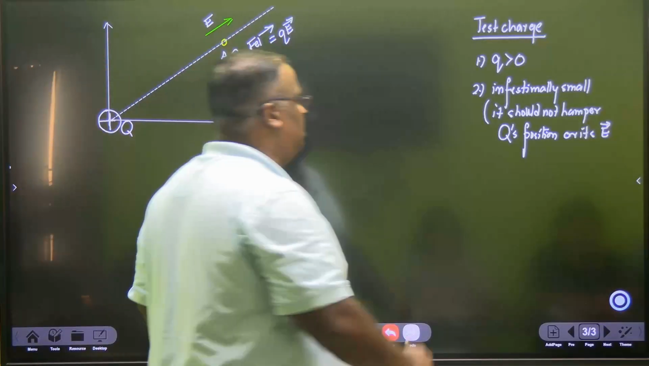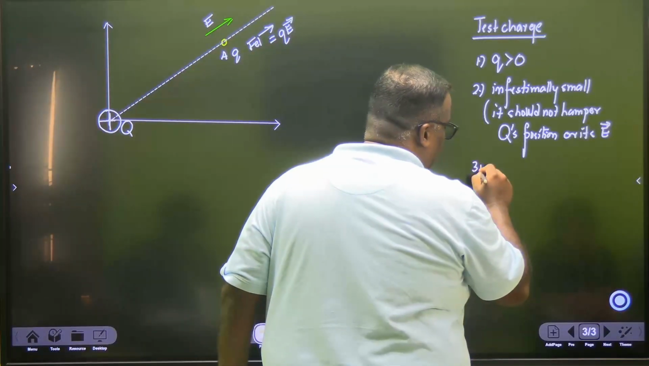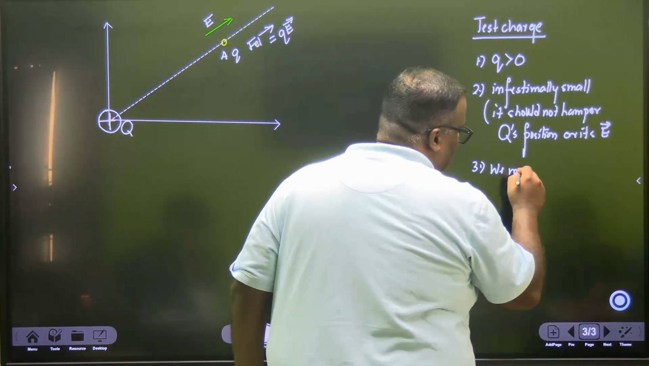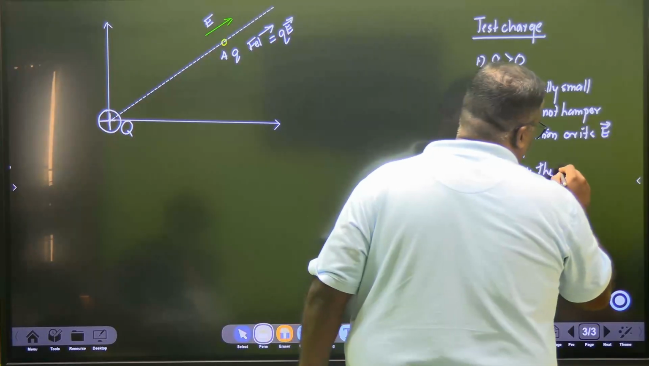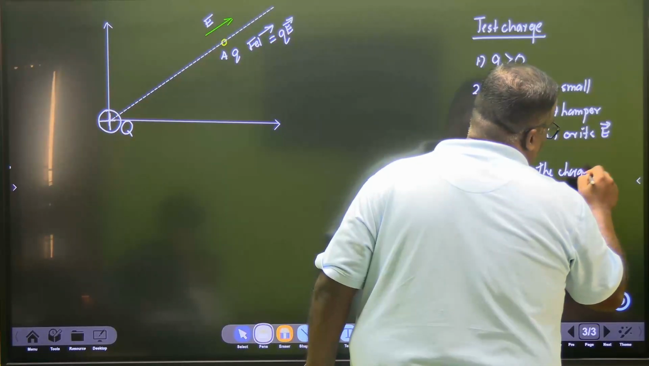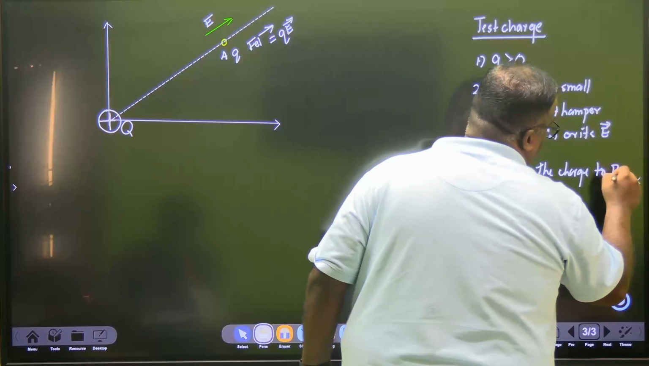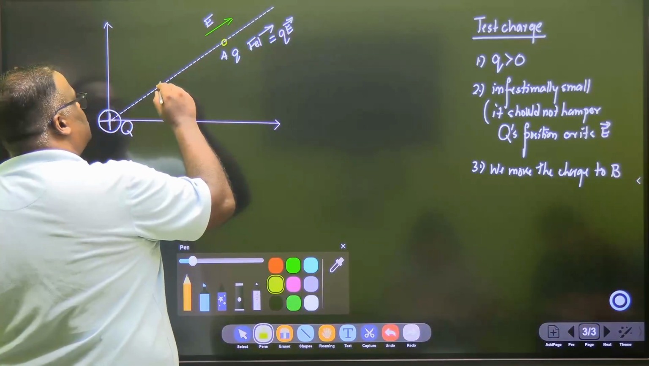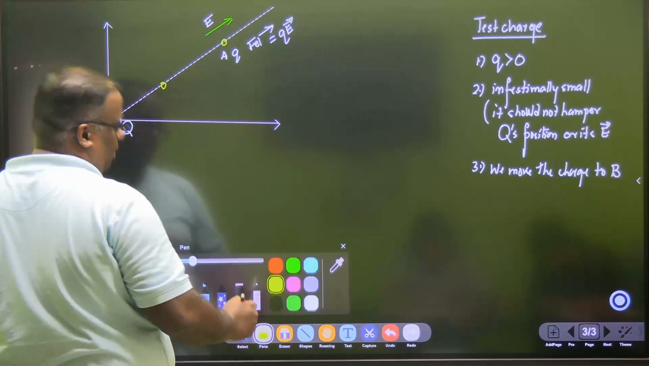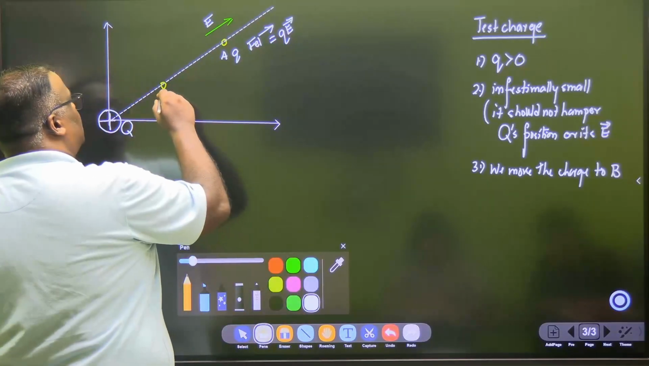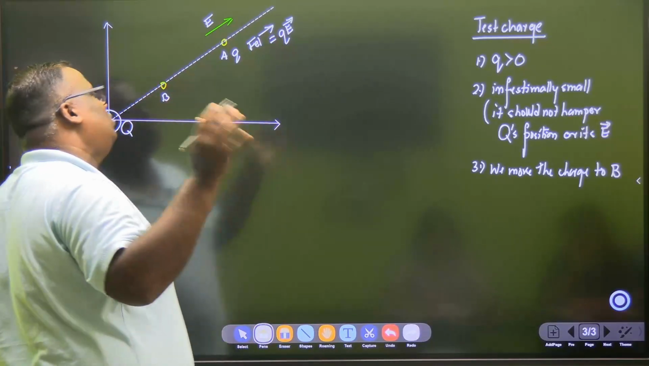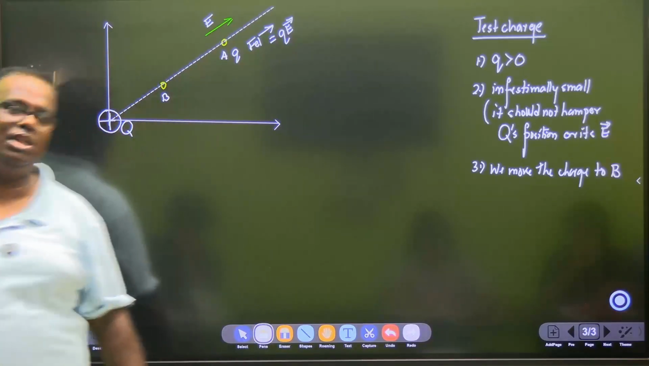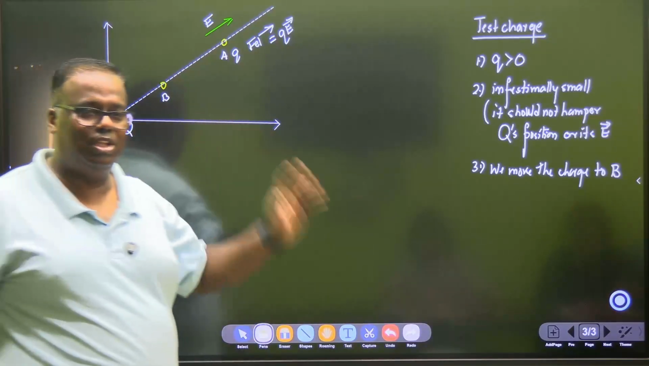Now some more consideration. Say from A, we move the charge to a point B. So children, this is my point B, right? Your book, if you read, would have cleared this, but just because that spring diagram and this was not clear, now everything will get cleared.